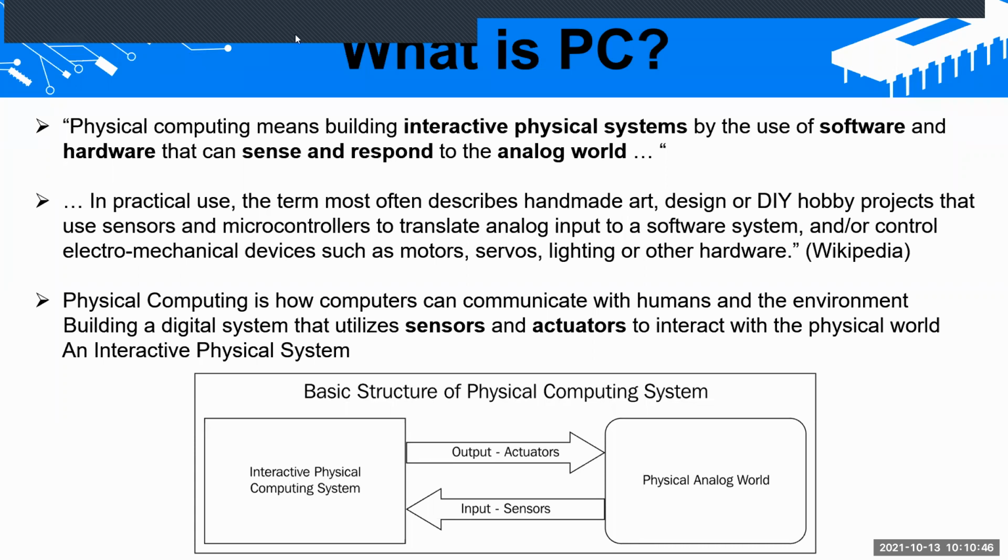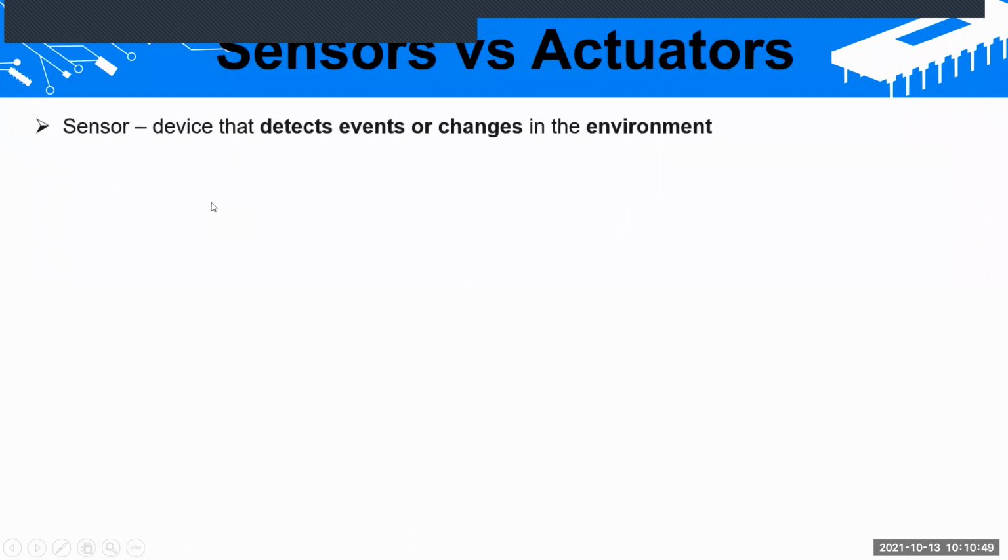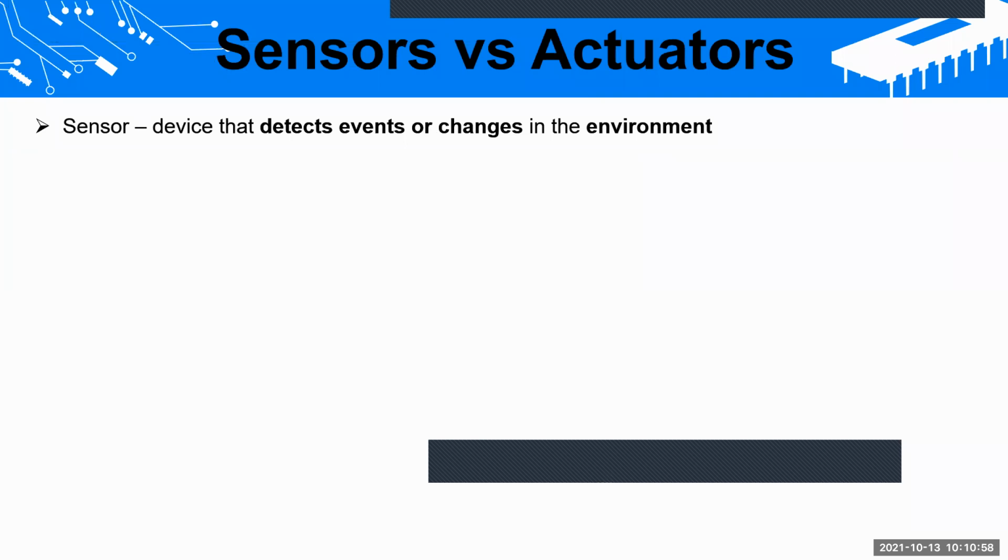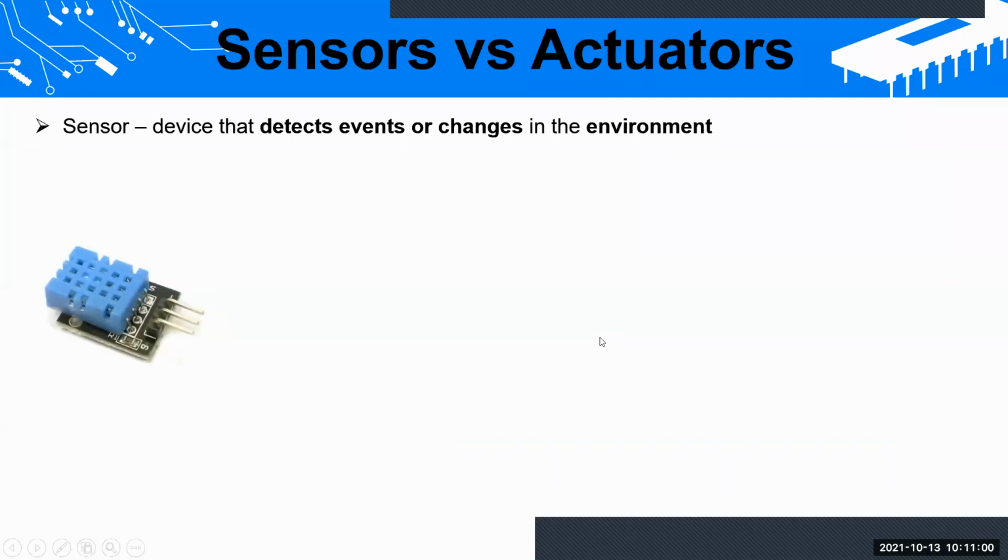Okay, so these sensors, as I said before, detect events or changes in the environment, right? These are some of the sensors we have. This is a humidity and temperature sensor. We can sense the humidity levels of the air, right? There are so many sensors. This is just an overview, just a rough idea.